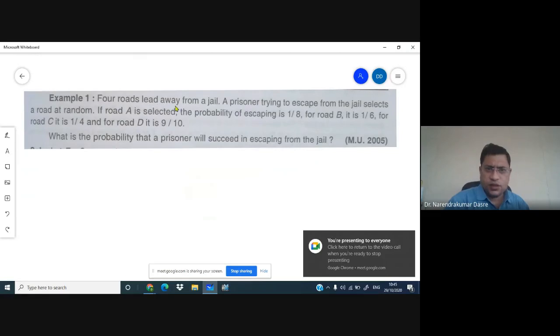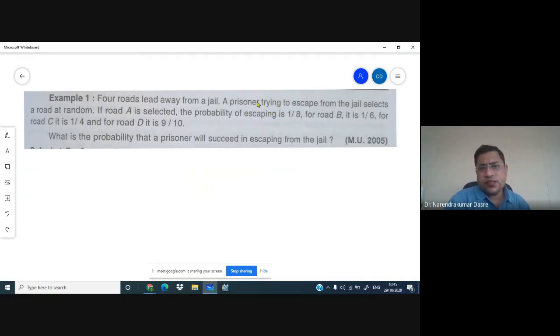There are four roads that lead away from a jail. A prisoner is trying to escape from the jail, and he selects the road at random. If road A is selected, the probability of escaping is 1 by 8. For road B, the probability of escaping is 1 by 6. For road C, it is 1 by 4. And for road D, it is 9 by 10. Now we have to find the probability that the prisoner will succeed in escaping from the jail.